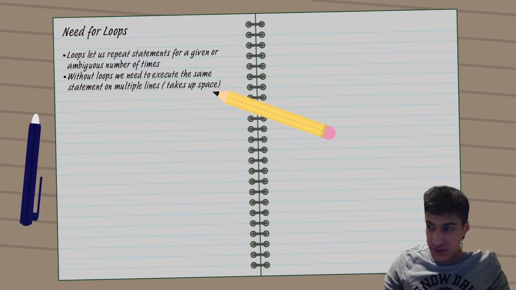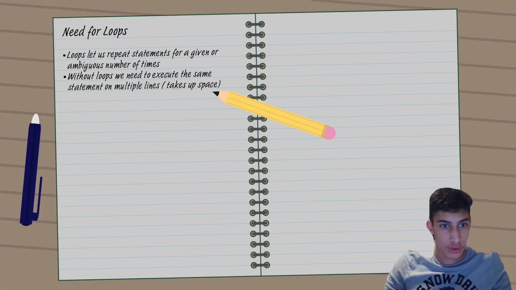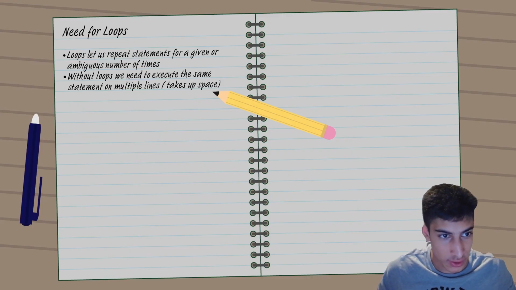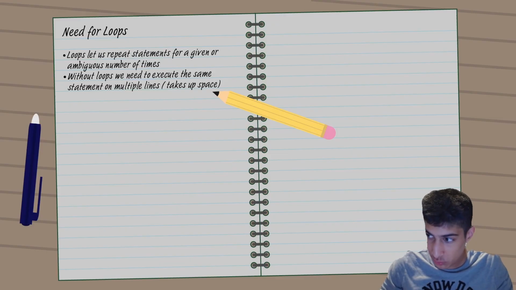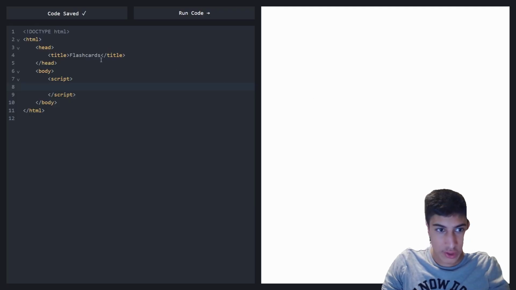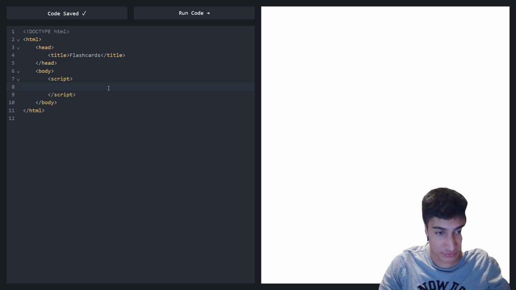So the reason why we need loops is because loops help us repeat statements for a given or unknown number of times. Without loops, we need to execute the same statement multiple times, as in copy and paste the same statement many times over, which takes up a lot of space in our code. It doesn't look very neat. It's also much harder to maintain over the long term. So let's look at how to actually start coding loops now.